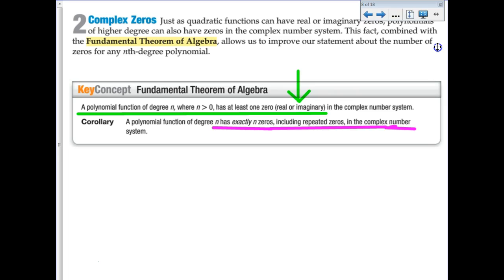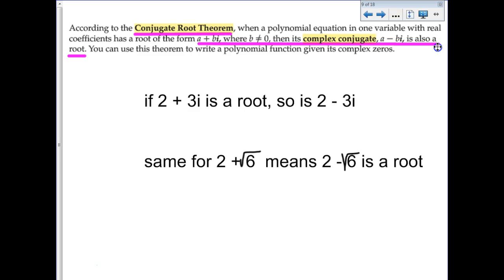So that's why it was adding up to 4. But the idea is, whatever the degree is, you should be able to find that many solutions. So there's one more component to this, and it's a big one, so you guys need to highlight this in your notes. The conjugate root theorem states that complex solutions or complex roots come in complex conjugate pairs.